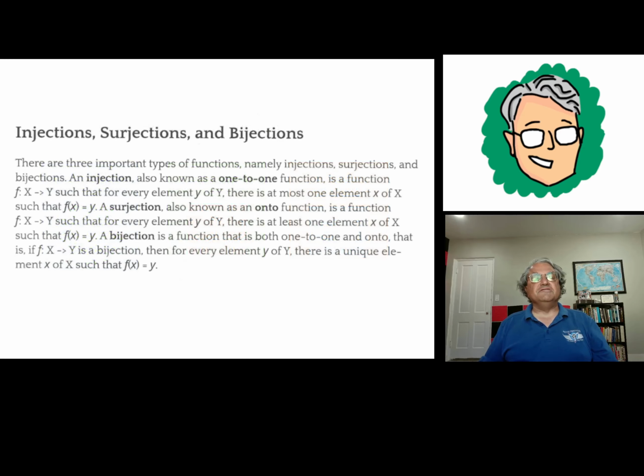First we have to define these things: injections, surjections, and bijections. Those names might sound a little scary. There are other names for them. Injections are sometimes called one-to-one functions. We say that f of x is an injection if, for every value of y in the domain of f, there's a unique value of x such that f of x equals y. In other words, there are no 2 values of x that give you the same value of y.